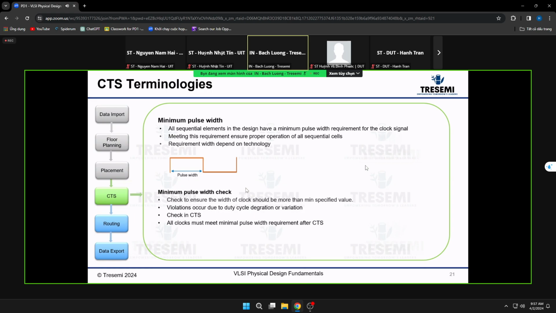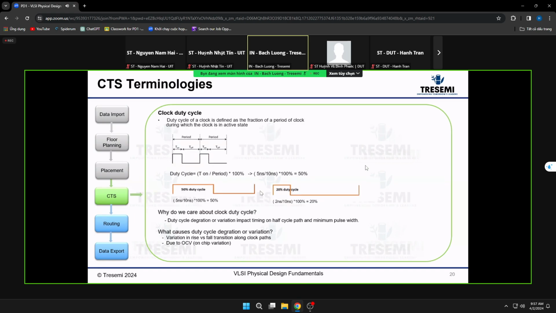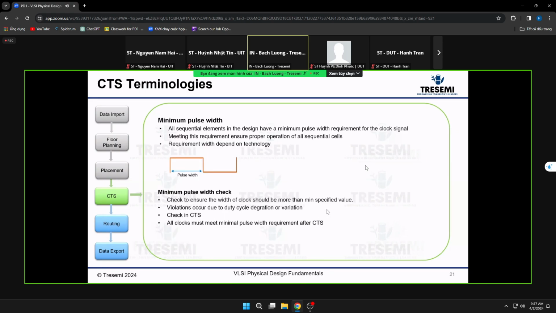All right, thank you, Phil. Phil mentioned half cycle paths and minimum pulse width. I think it's a good place to stop here for a break because there are several slides coming next. I think we actually went much faster than anticipated on the clock tree.